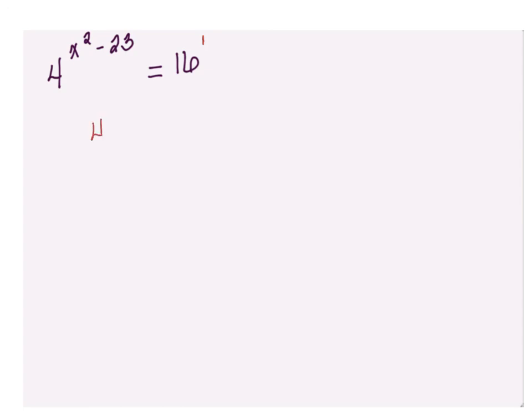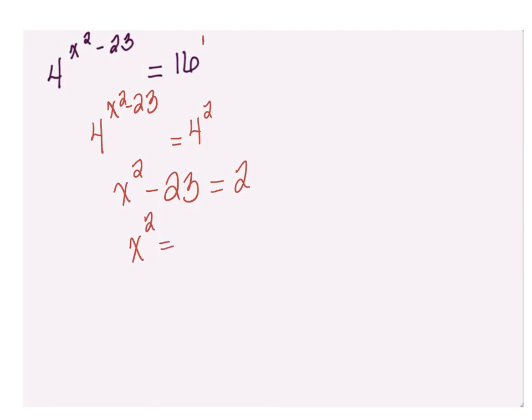So I'm going to keep my 4. I'm going to have 4 to the x squared minus 23. And I can rewrite 16 as 4 squared. So if you can rewrite them, that's what you want to do. So I have 4 to the x squared minus 23 equals 4 squared. So that means that x squared minus 23 is equal to 2. Now, you may be tempted to just move that 23 over and have x squared equals 25. Completely fine way to do that. So you have x squared equals 25. But when you take the square root, do not forget your plus or minus.